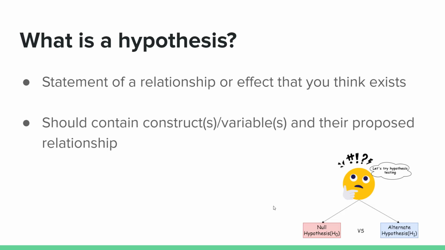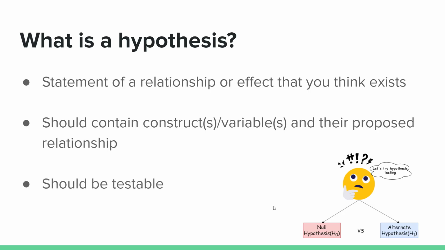It should contain constructs or variables that you want to study and their proposed relationship. And in general, you don't want to cram too many variables into your hypothesis. So you think about one hypothesis, one analysis. For the purposes of this course, you would have no more than 2 variables in your hypothesis 1, and then you state their proposed relationship between those 2 variables.